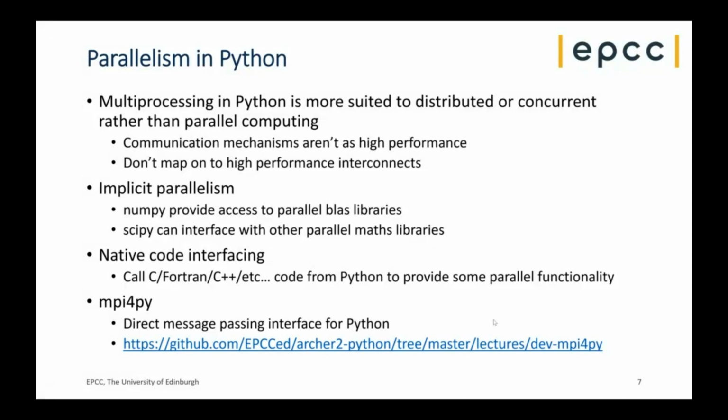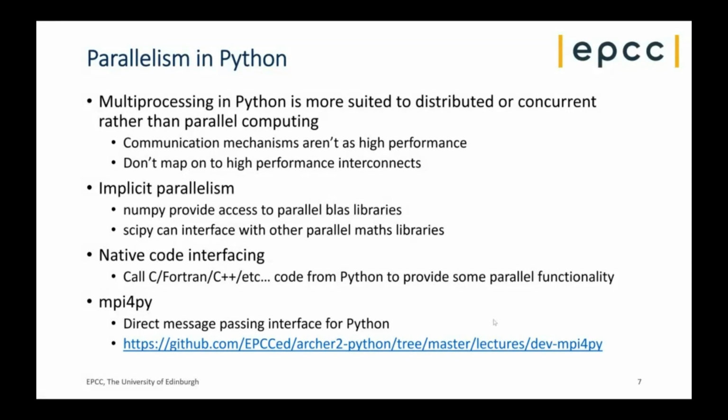So again, that's probably not what we want to do on something like ARCHER2 because it doesn't map onto high-performance networks. It doesn't provide high-performance, low-latency, high-bandwidth communication between workers. So we've sort of ruled out those two mechanisms for doing parallel processing on a system like ARCHER2, really, because they're not going to give us good performance.